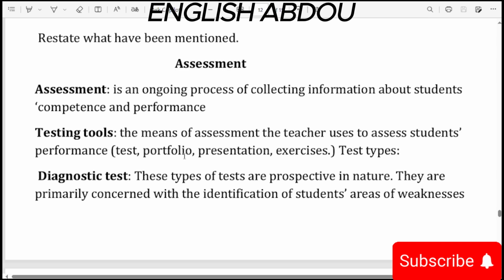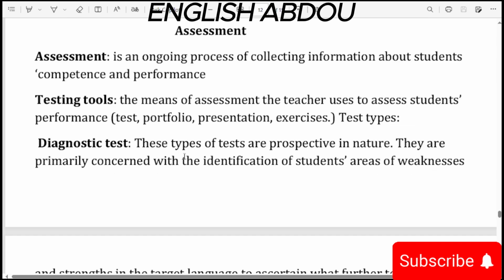So we have testing tools, the means of assessment the teacher uses to assess students' performance, like tests, portfolios, presentations, and exercises. Portfolios and presentations are alternative tools. Exercises and tests are traditional, of course, but they still work until today.